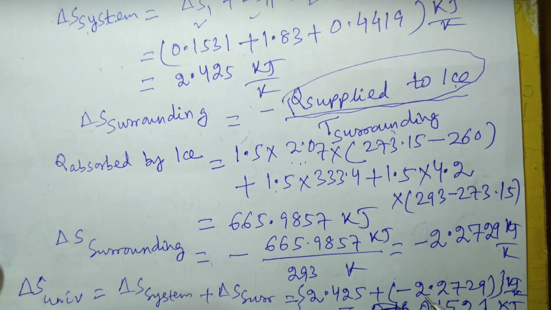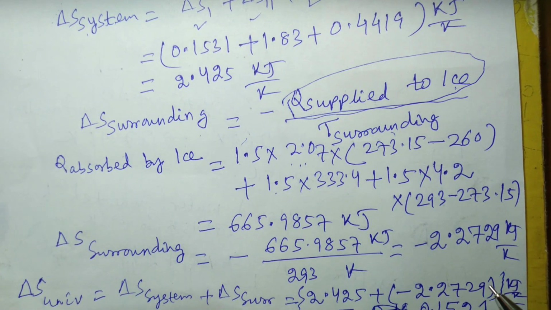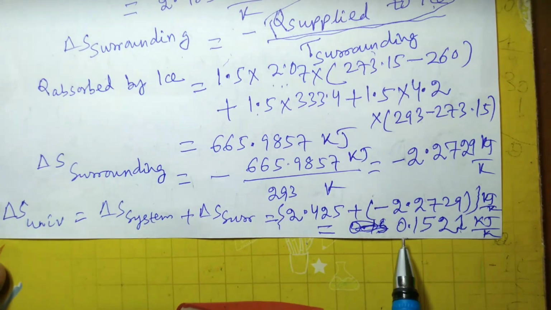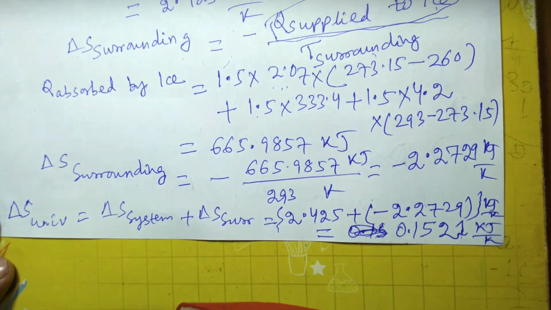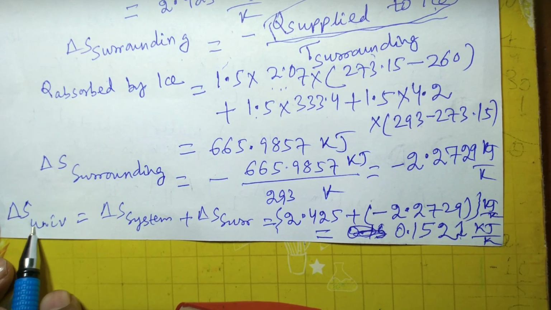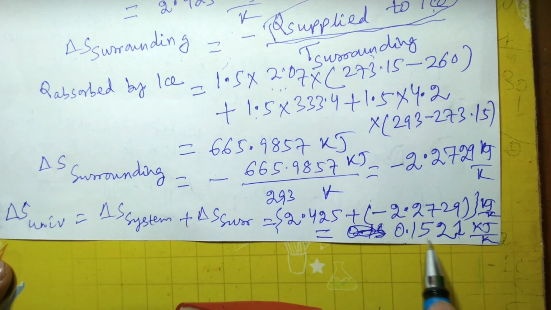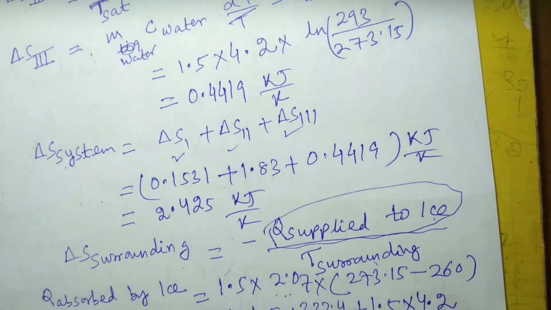and since this is greater than 0, this is an irreversible process. So the question asks to find out the entropy production, and entropy production or entropy generation will be the same as delta S of universe, change in entropy of universe, and that is equal to 0.1521 kilojoule per Kelvin.